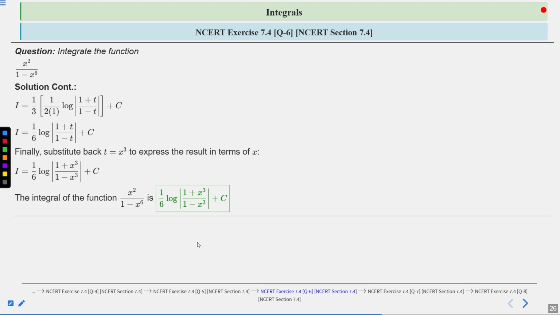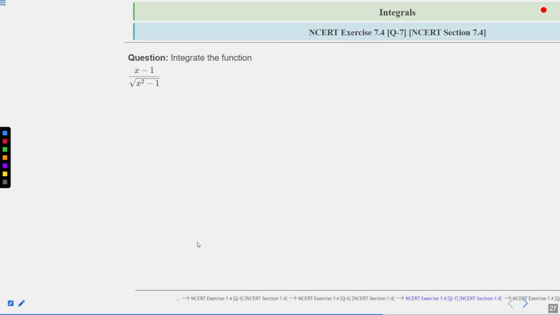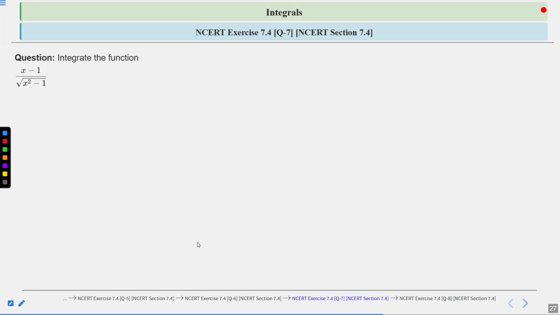Okay, hope it's clear to all. Let us move to the next part. Next is NCERT exercise 7.4 question number 7, which says integrate the function, and the function is x minus 1 upon root over x square minus 1, okay? Got it?